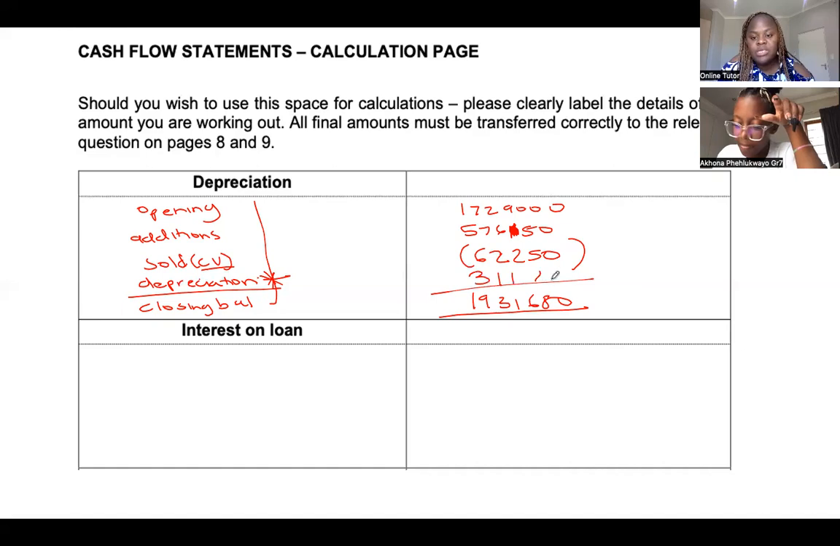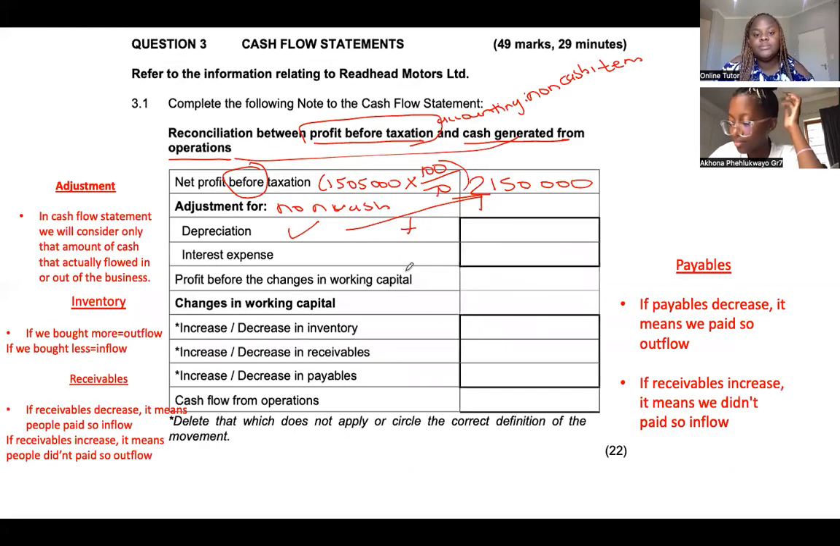So do you agree now with this figure as our depreciation? Yes. Okay, so let's go put it in. So depreciation would be 311220. Okay, good? Done? Yeah.